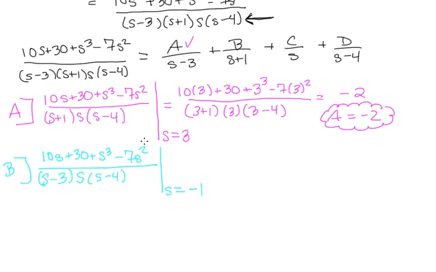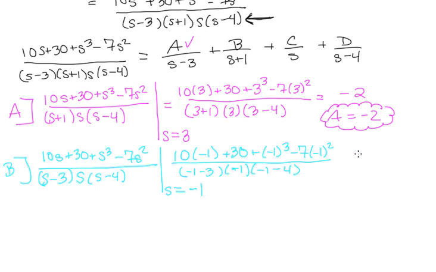So wherever I see an s, I'm going to plug in a negative 1. So this will be 10 times negative 1 plus 30 plus negative 1 to the third minus 7 times negative 1 squared over negative 1 minus 3 times negative 1 minus 4. And when we solve that all out, we're just going to get negative 3 over 5. So B is negative 3 over 5. So we solved for B.